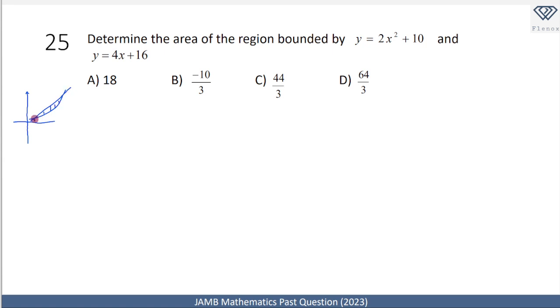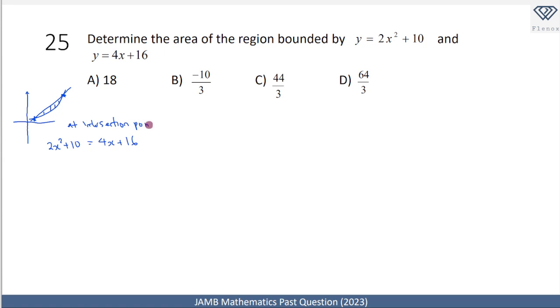First, we need to find the intersection points of the line and the curve. The way we find the intersection points is by equating those two equations together, because at the intersection point the y values are going to be equal. So what do I mean? If I equate both sides together, I have 2x squared plus 10 must be equal to 4x plus 16 at the intersection point.